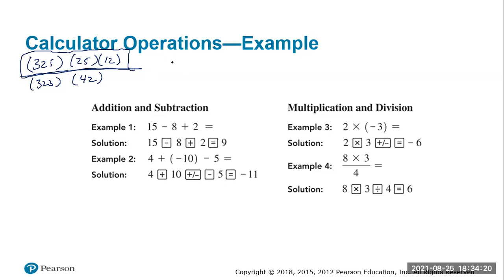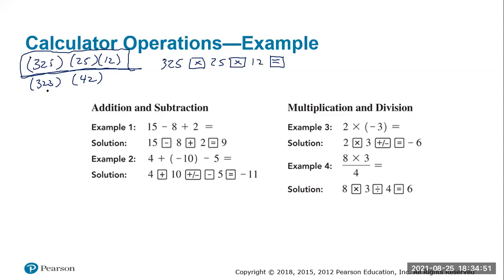So for example, if I was punching this in the calculator, I go 325, I would hit my multiplication button, I would hit 25, hit my multiplication button, hit 12. And then at that point, that is everybody on the top. It's a good idea at that point to hit your equals button and get an actual number. Then we want to actually come back and divide by what's on the bottom. So instead of trying to put everybody on the bottom in at once, it's best to do them individually.